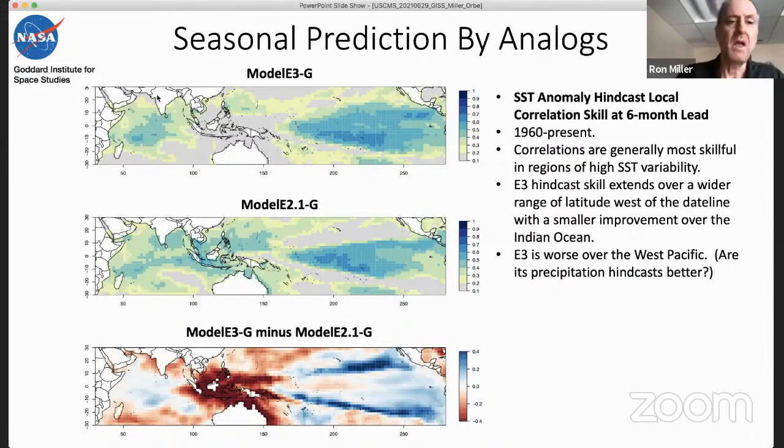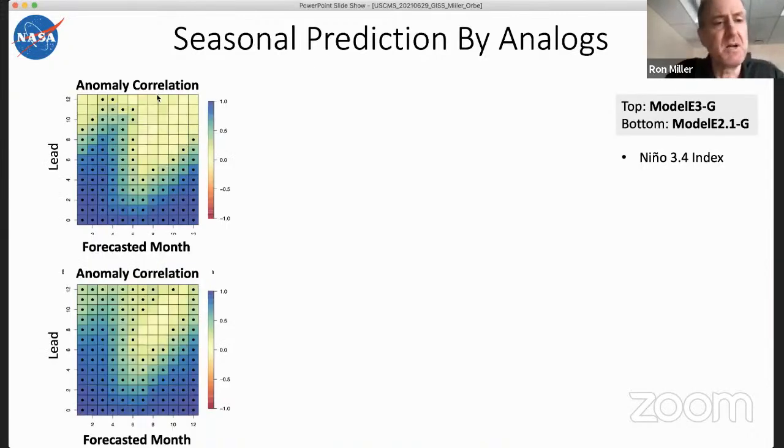So this is a plot of anomaly correlation as a function of lead time on the vertical axis, and forecasted month on the horizontal axis. The top is model E3, the bottom is E2.1. High correlation, high model skill, is associated with blue colors. And so what this shows is the classic spring predictability barrier.